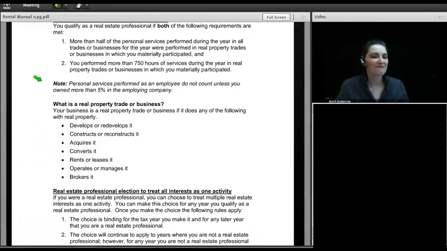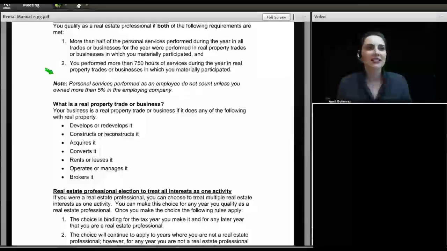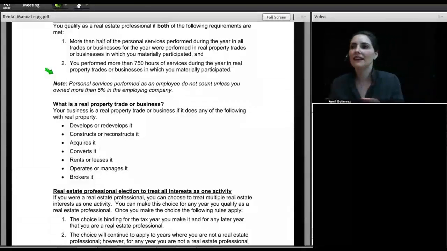He would have had to work more than 40 hours a week at the real estate activity to be able to show that more than half of the personal services he performed during the year were in real estate. So this first test here is probably harder to meet than the 750-hour test. So you're looking at someone who makes their living in real estate. That's what they do for a living full-time. That's their job. Not someone who does a little bit of real estate on the side as an adjunct to their main source of living.